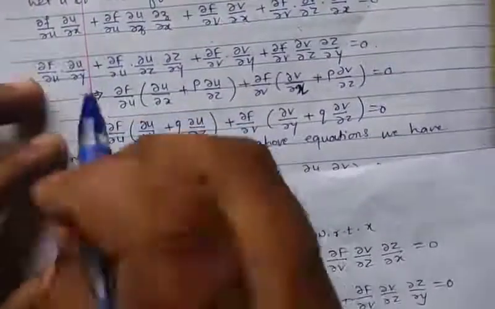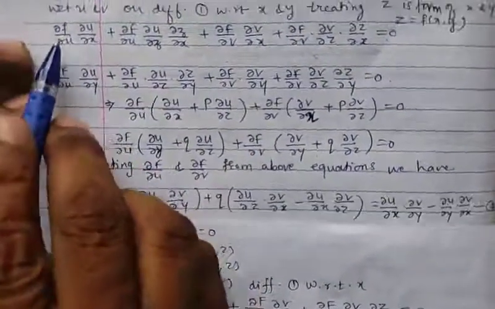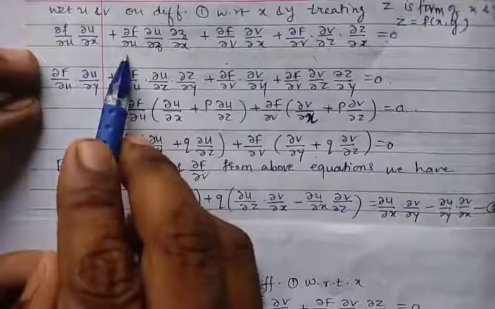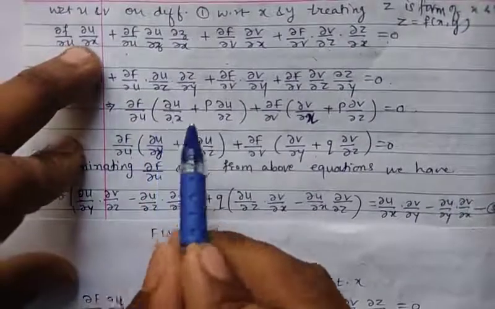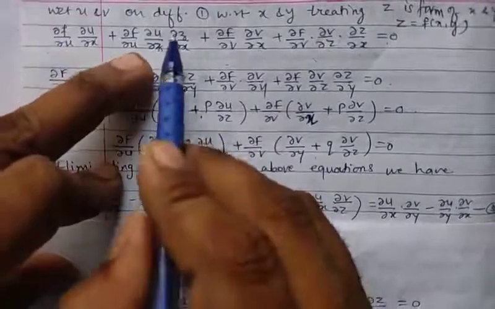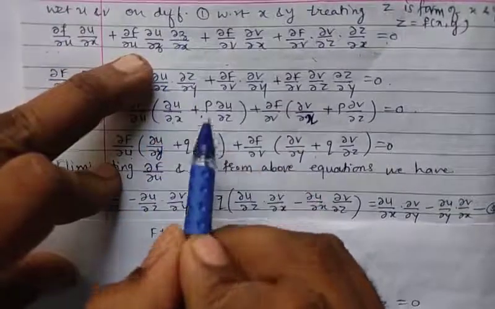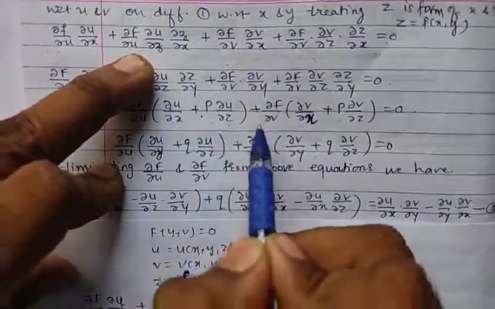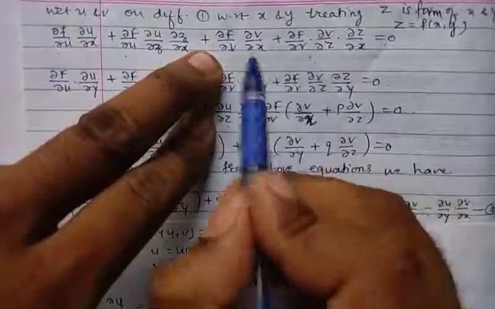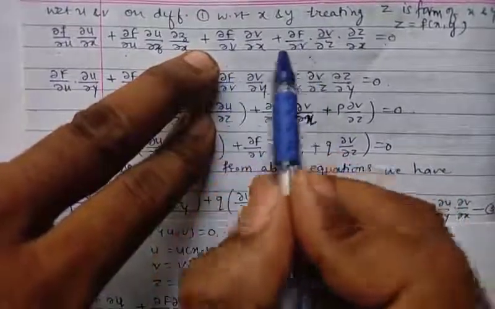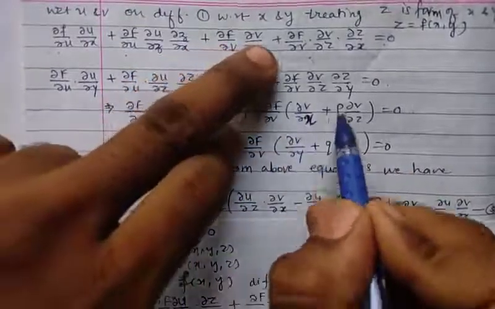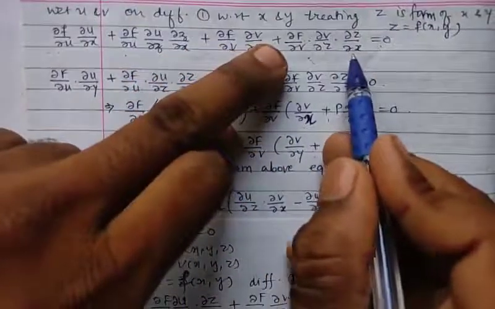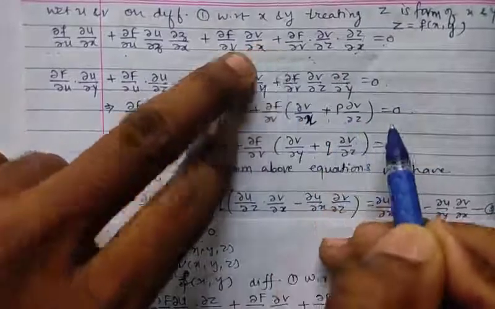Okay, so in this equation we can write, taking ∂f/∂u outside, then in brackets we get ∂u/∂x plus p times ∂u/∂z, since ∂z/∂x has value p. Plus, in these two terms I will take ∂f/∂v outside, then in brackets we get ∂v/∂x plus p times ∂v/∂z, is equal to 0.